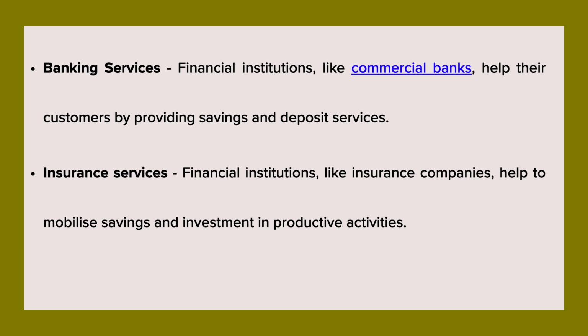That way, when a customer is facing a loss, let's say the godown or the office is on fire, or the goods are stolen or destroyed by fire, there is a loss for the customer. The insurance company is going to cover up for that loss. So insurance companies mobilize savings and investment in productive activities.